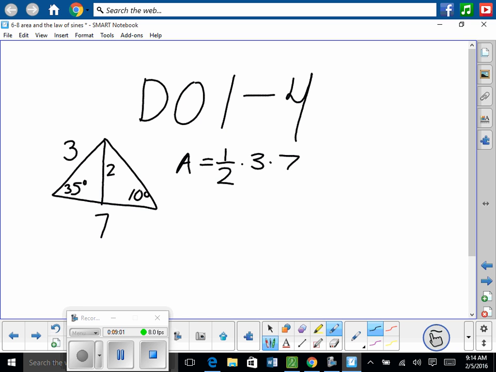Times side 2, which is 7, times by sine of the angle in between. So we'd say sine of 35. That's how you'd appropriately find that one. Does that make sense, everybody? Okay, awesome. All right, moving on.